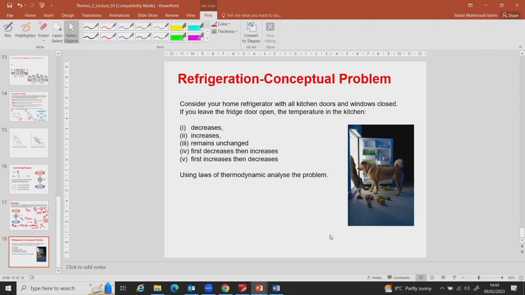Now, tell me what happens to the kitchen. Does it get warmer, become cooler, or doesn't change, or we don't know, it depends on the condition? Who is responding? Raise your hand, please. Yes, please. Why?